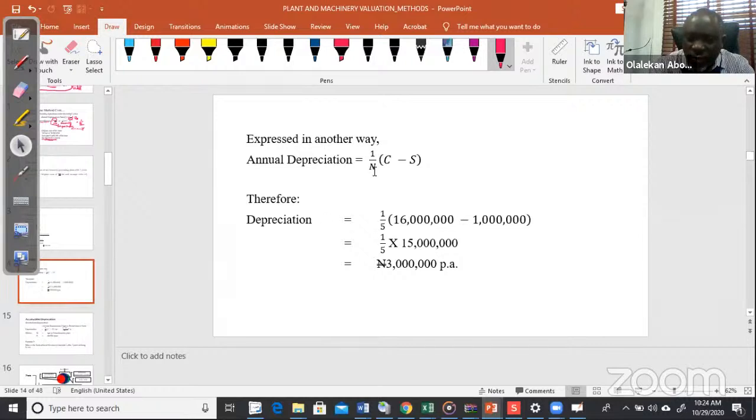In the same vein, we have our depreciation rate as 1 over n, and our depreciable sum as cost minus scrap value. If you substitute all our figures into these, you will have what I have here. 1 over n is 1 over 5, into our cost of 16 million minus our scrap value or salvage value of 1 million. You therefore have 1/5 multiplied by 15 million. Then you are back to your 3 million.